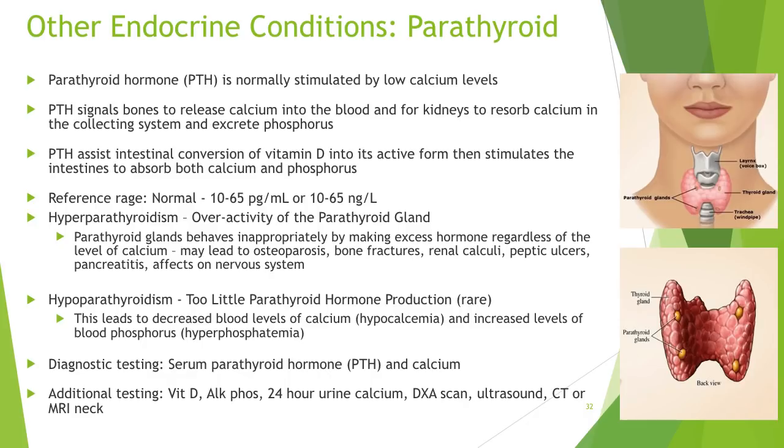When evaluating your diagnostic testing for these conditions, you want to look at the serum parathyroid hormone, for which the normal reference range is between 10 to 65 nanograms per liter, or 10 to 65 pg per mL. Additional testing you could do are vitamin D levels, alk phos, urine calcium, ultrasound, CT, and MRI of the neck.